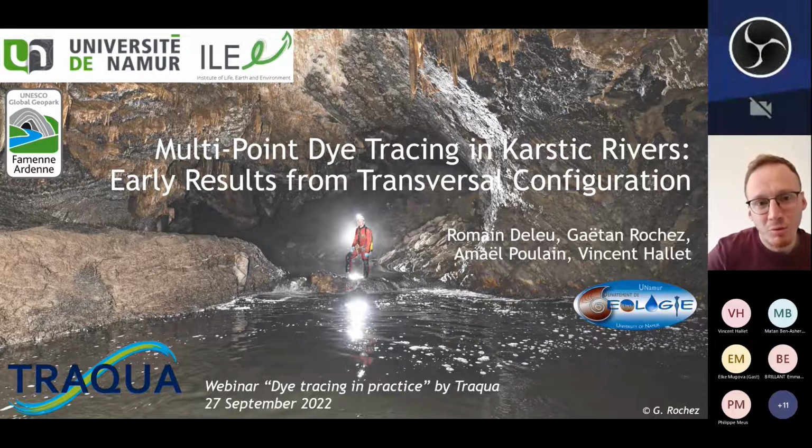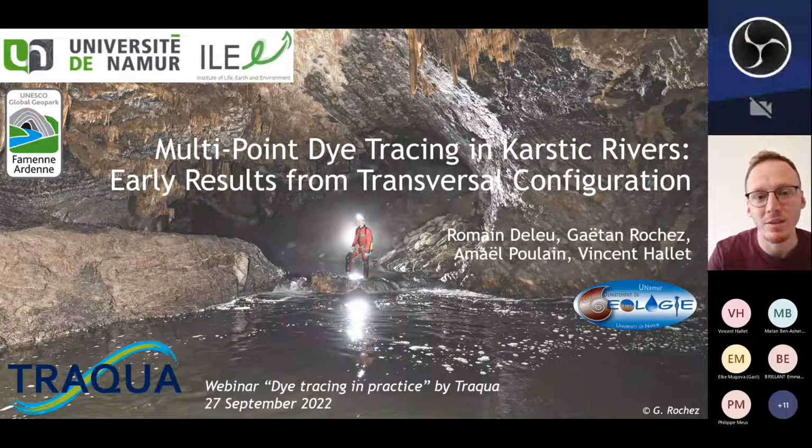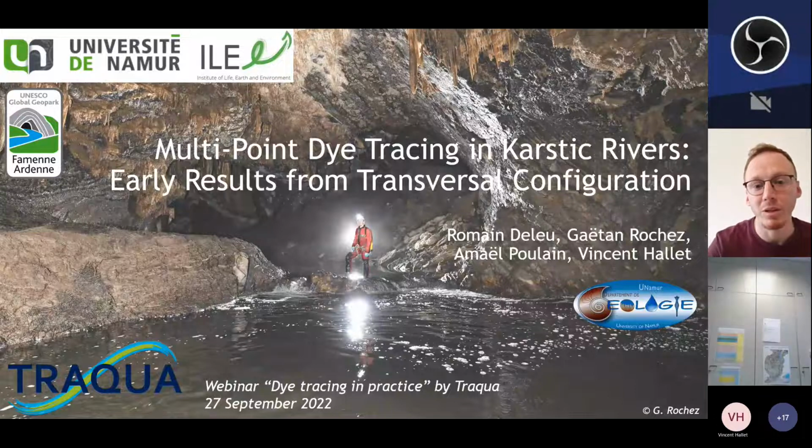So first of all, what is a multipoint dye tracing? Well, this is a tracer test in which we use multiple fluorometers at one location. So for example, you can place one on the left side of the river and one on the right side of the river. This is what we call multipoint dye tracing.